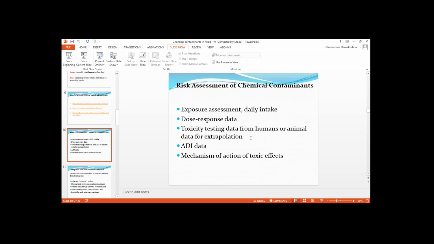Again, you'll have to depend on scientific information. ADI data is nothing but acceptable daily intake data. Again, this is available in the scientific literature. Then mechanisms of action of toxic effects, and how do these chemicals act inside the body? So you have to have some idea about these things, actually.